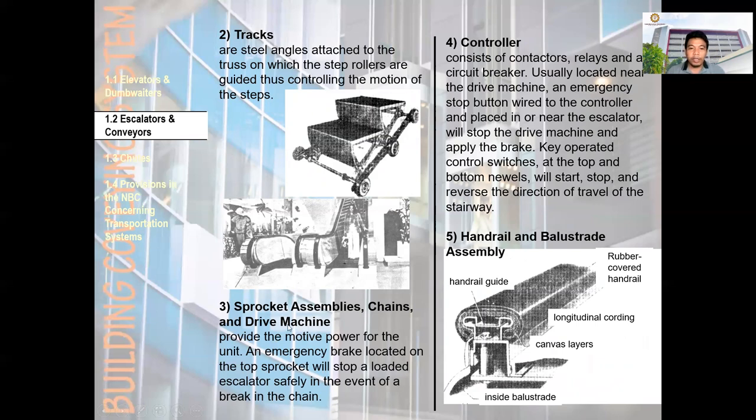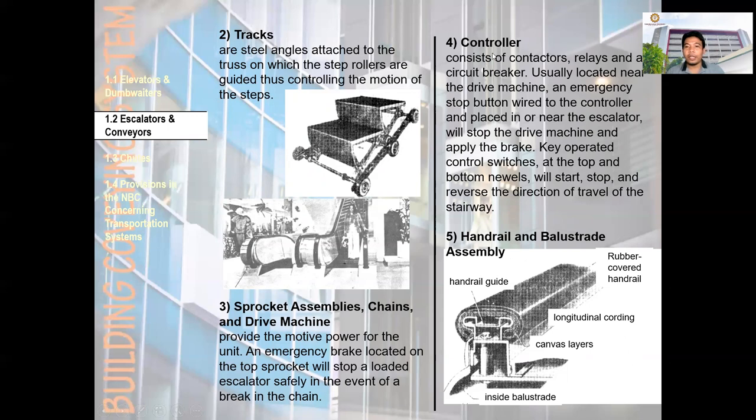And then also we have the sprocket assemblies, chains, and drive machine. It provides the motive power for the unit. An emergency brake located on the top sprocket will stop a loaded escalator safely in the event of a break in the chain.